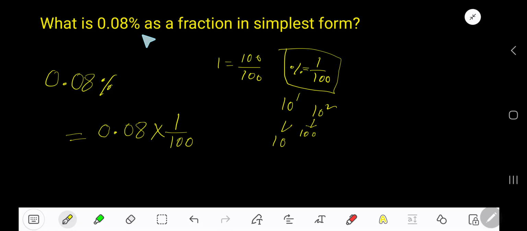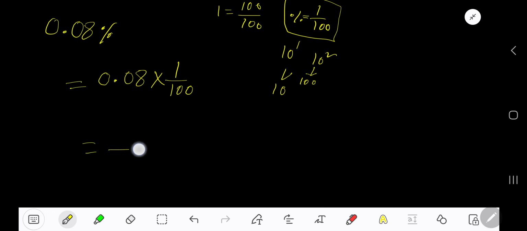What is 0.08% as a fraction in simplest form? We can rewrite this 0.08 times, instead of percentage we can write 1 over 100. Now multiply top number together, 0.08 divided by 100.